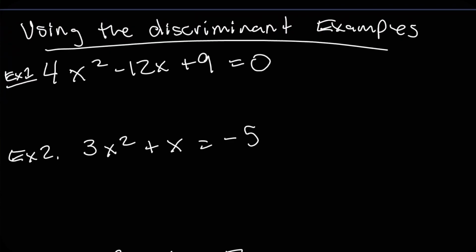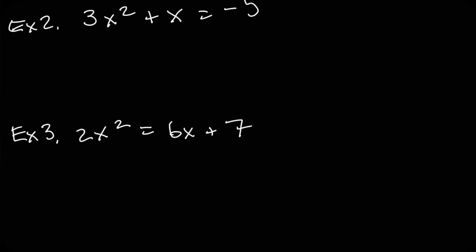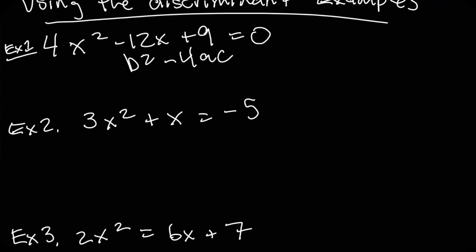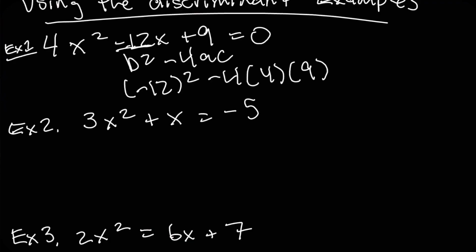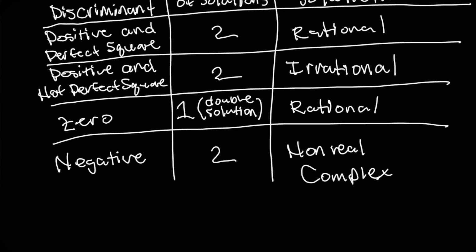So we have 4x squared minus 12x plus 9. If we take b squared minus 4ac, which is our discriminant, and plug this in, what we'll have is negative 12 squared, because that's coming from our b, minus 4 times a, which is 4, and then c is 9. That gives us 144 minus 144, which is equal to 0. And since it's 0, remember we'll have one double solution, or one distinct rational solution.